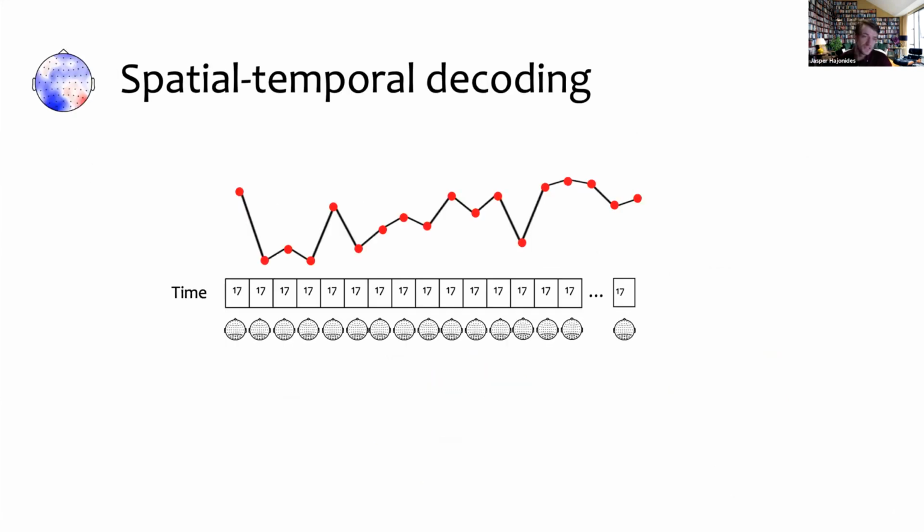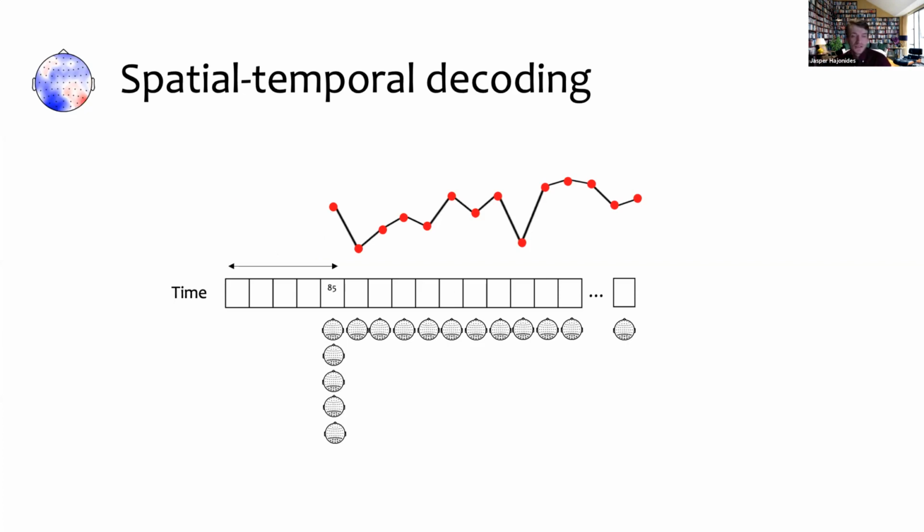So in conventional decoding, what people usually tend to do is take the sensors of interest. In this case, we look at posterior sensors. So you take the 17 posterior sensors from one time point, and you try to train and test your classifier, and you get some evidence measure. And you repeat this process for every single time point until you come to the end of your trial.